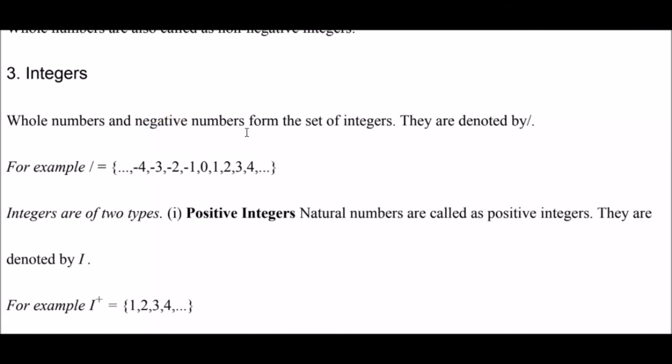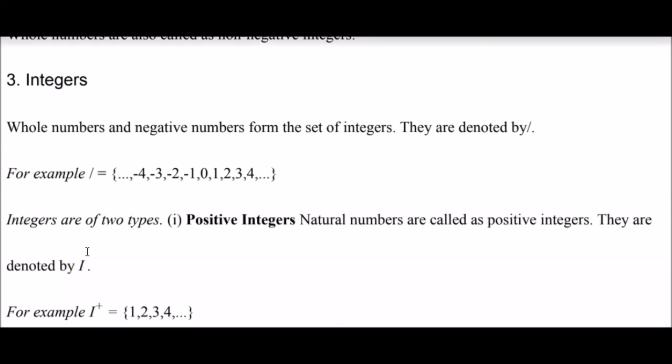Whole numbers and negative numbers, that means minus 1, minus 2, minus 3, minus 4, and so on. So the third type is integers. Whole numbers and negative numbers form the set of integers, and they are denoted by I, the first letter of integers. For example, I is equal to the set of infinite numbers: minus 4, minus 3, minus 2, minus 1, 0, 1, 2, 3, 4, and so on.